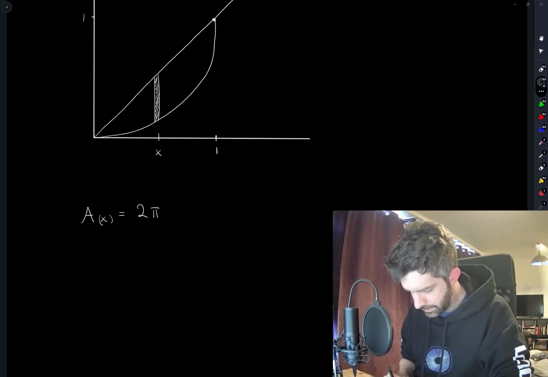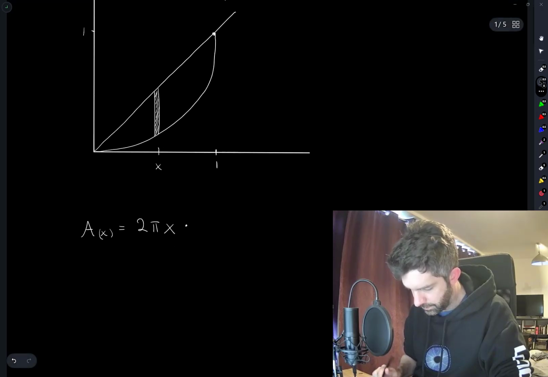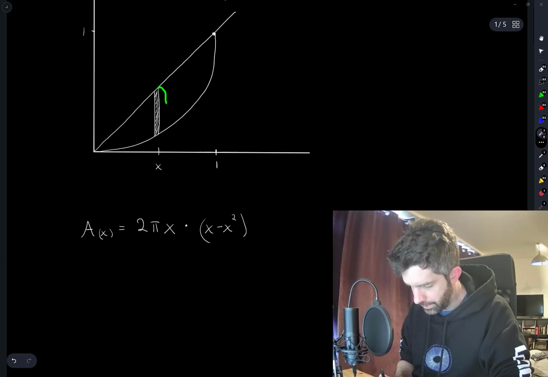2 pi x times x minus x squared. Okay, so x minus x squared is that height right there.